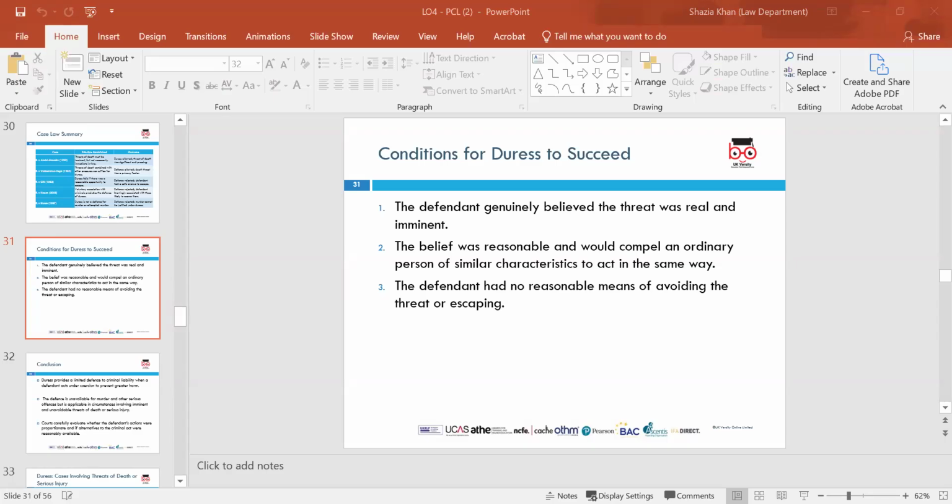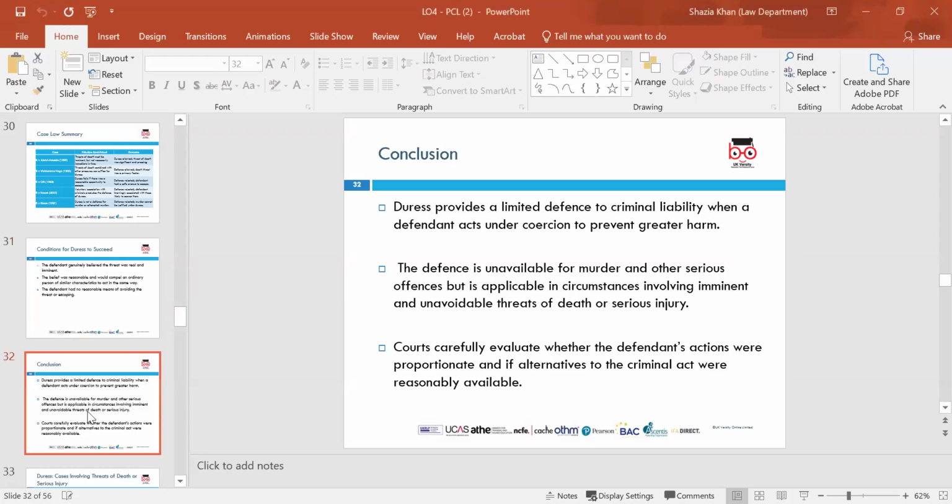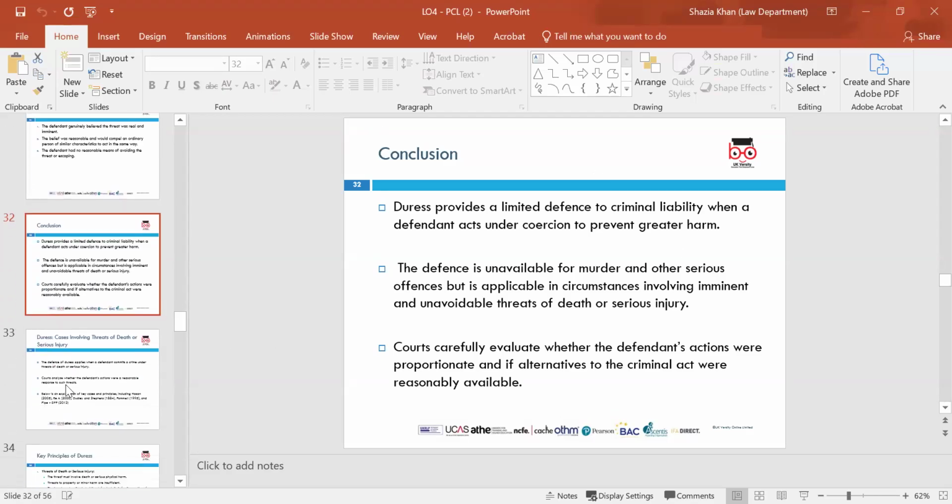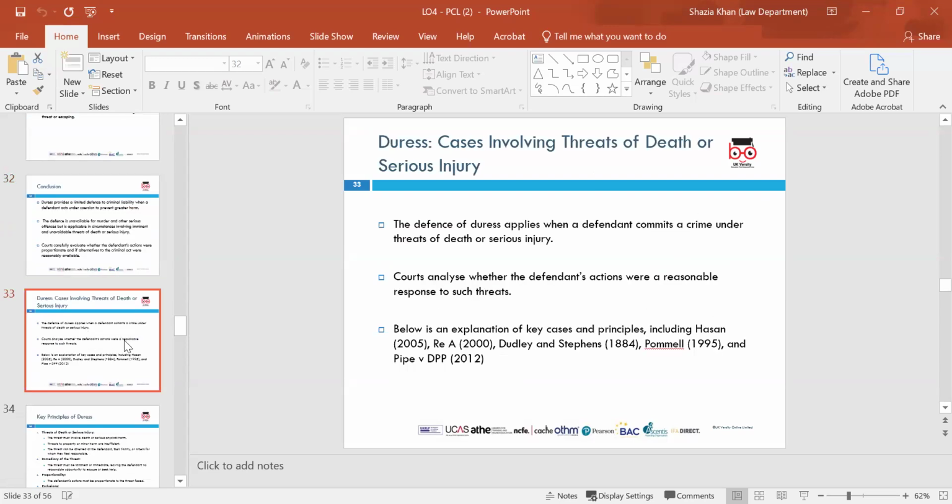So it can't just be anything. People cannot just claim the defence of duress. They have to meet certain requirements, because otherwise everyone would be saying it's duress. So there are exceptions in place that won't fall within this. In conclusion, duress provides a limited defence to criminal liability when a defendant acts under coercion to prevent greater harm. The defence is unavailable for murder and other serious offences, as I've said, because it can't just apply to everything. Courts need to evaluate the actions and look at everything proportionally so that they are acting reasonably and making sure that they are not making a wrong decision.